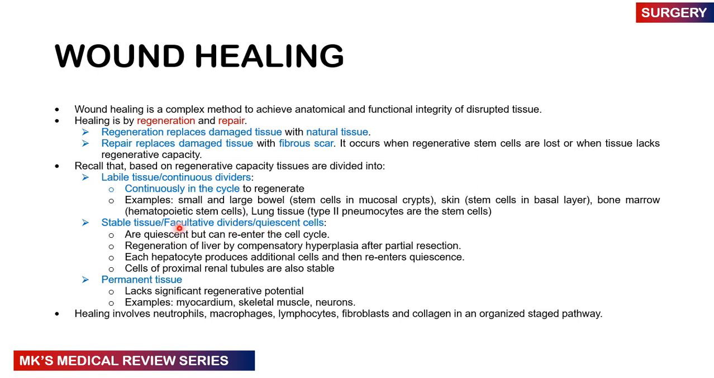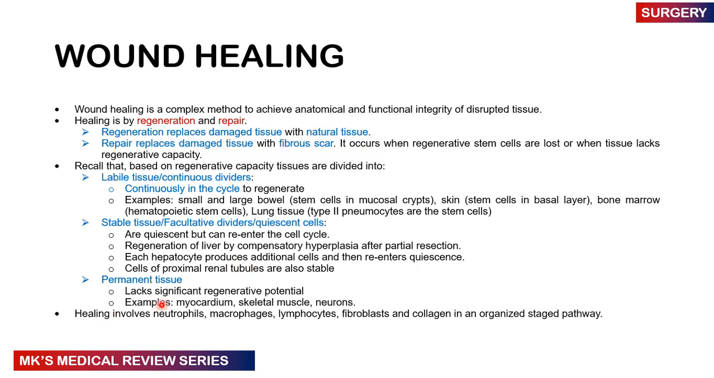Then the stable cells are only going to be entering into the cycle when they need to. So for example, regeneration of the liver by compensatory hyperplasia. If you resect the liver partially, then each hepatocyte is obviously going to produce additional cells, and then it goes back into this quiescent state. Then the cells of the proximal renal tubule are also considered as stable cells.